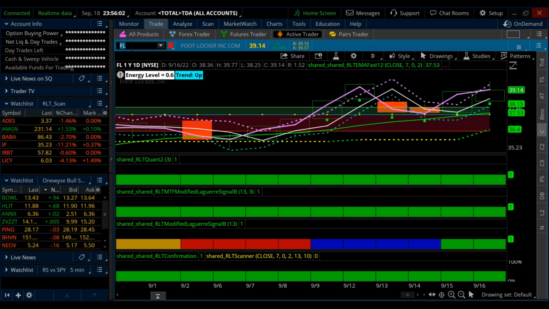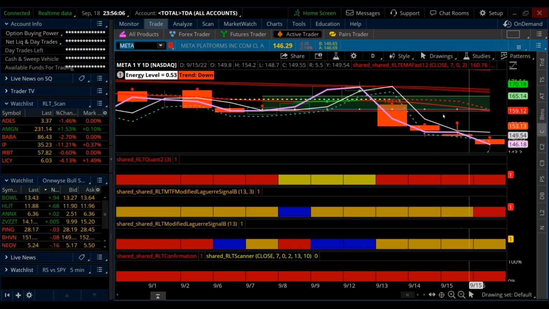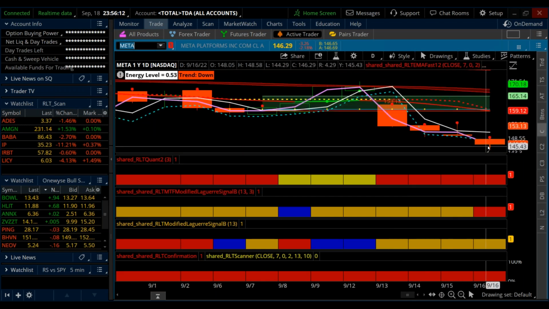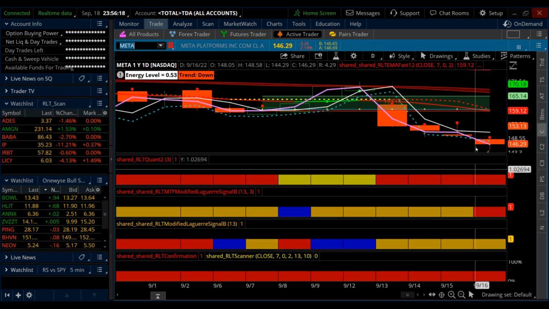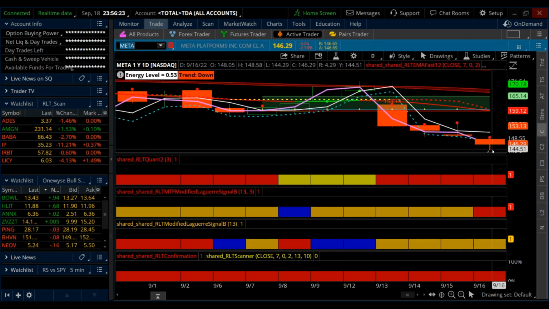Let's take a quick look at the shorts. Meta I showed you just a little bit ago. You can see we broke down out of a dynamic compression zone here on the 13th. It's still heading down, and it's still a short. And we've got red or yellow all the way across the board here, so we know the institutions are selling Meta right now. So this would give us the ability to take a short once it gets below Friday's low.